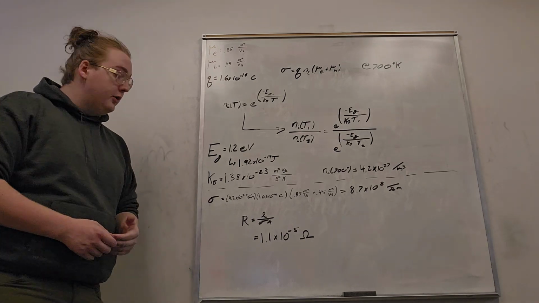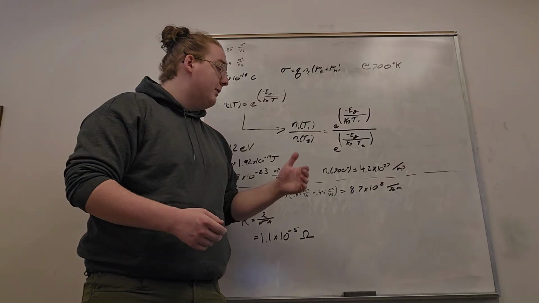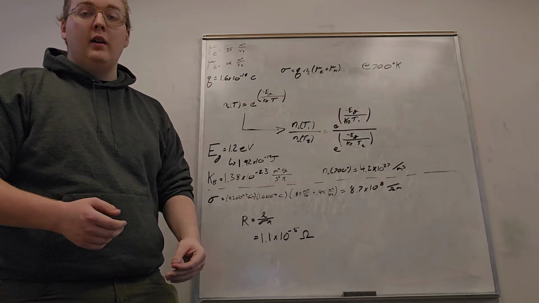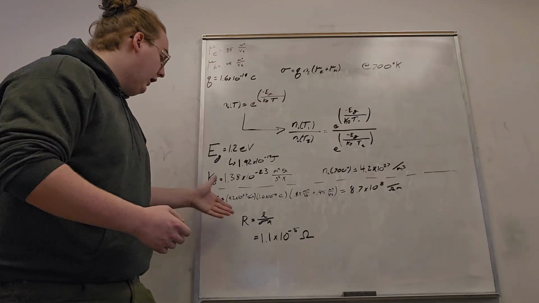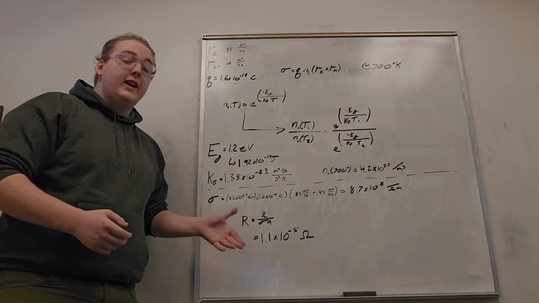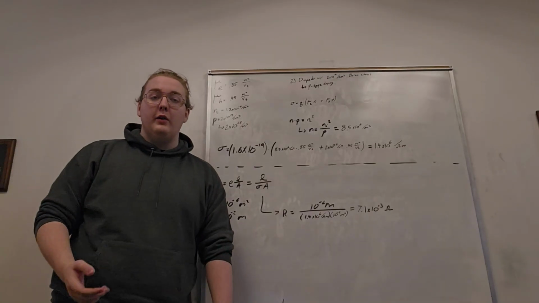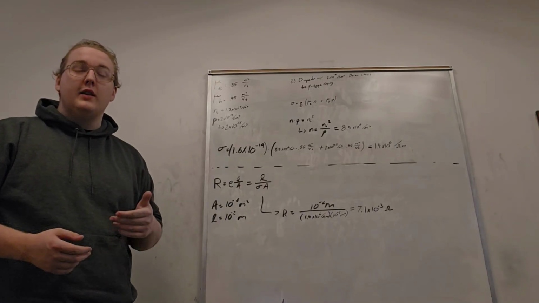Using this, we can get our new conductivity, which is 8.7 times 10 to the 8 per ohm meter, which is significantly higher than before. And now, with our resistor, we have 1.1 times 10 to the negative 5 ohms, which is significantly lower than before.